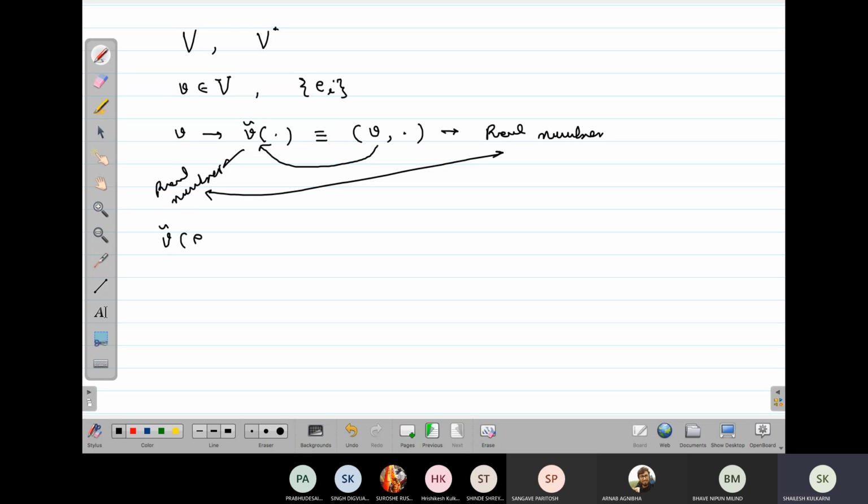So for example, if instead of the dot I act this V tilde on, say, the basis vector E1, what am I going to get? This action is defined as the inner product of V with E1, which is definitely a real number. That real number is assigned as the action of V tilde on E1, and this assignment is one to one and onto. One can show that, hence this mapping is an isomorphism. So the mapping between V and V star is an isomorphism.